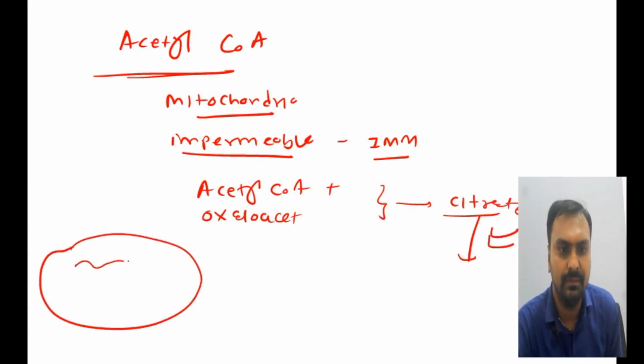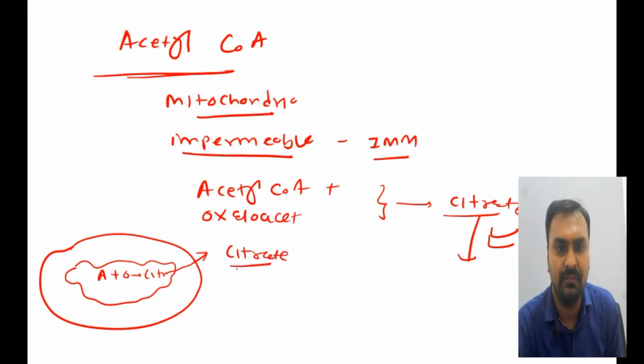So this is the mitochondria. Acetyl CoA plus oxaloacetate will form citrate. Citrate will cross the inner mitochondrial membrane. It will come out in the cytoplasm, as fatty acid synthesis enzymes are present in the cytoplasm. Then it is broken down again to acetyl CoA and oxaloacetate.